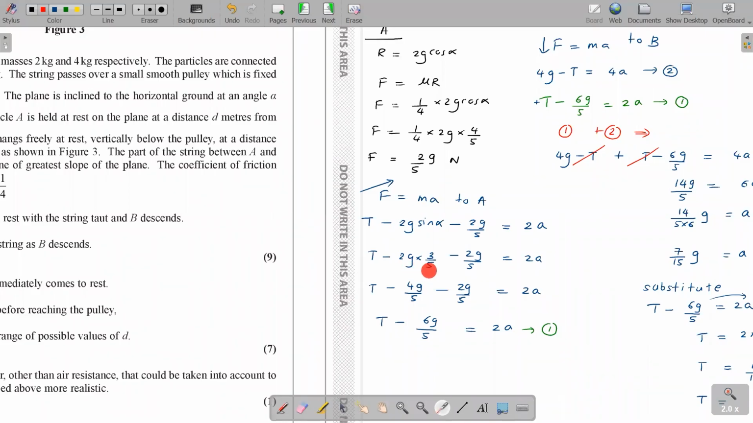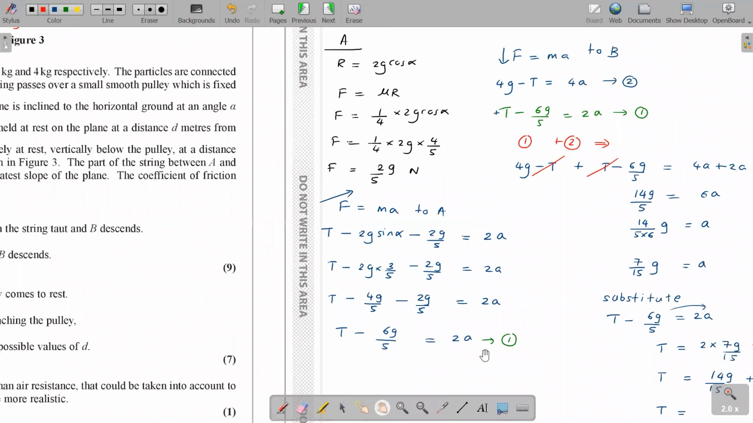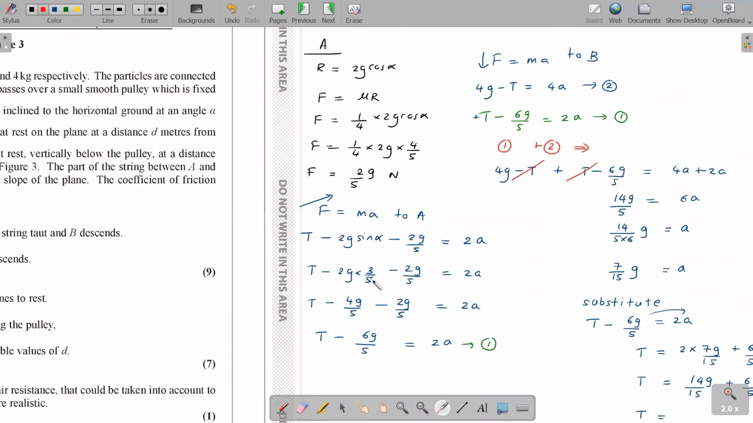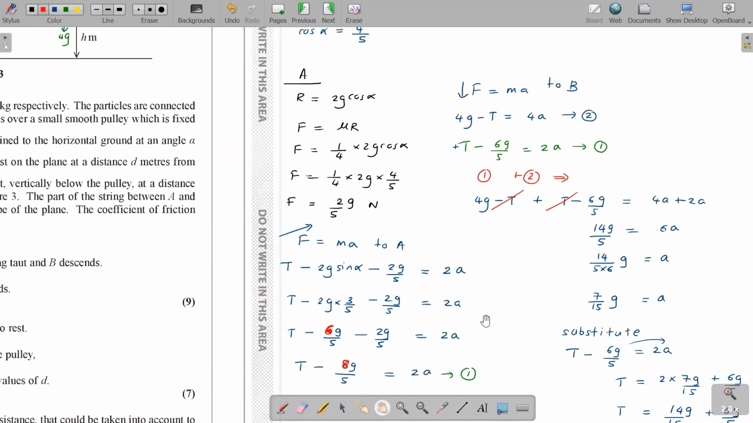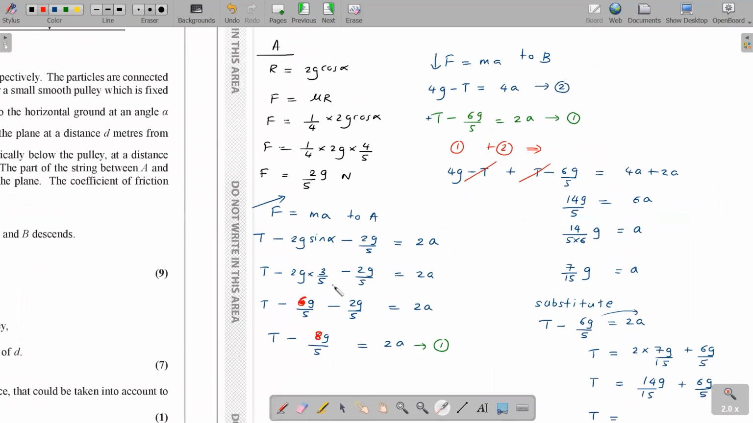Okay, so we found a slight error here, right? We have to fix it here. 2G into 3 over 5. This is not 4G over 5. 2G into 3 over 5, 2 times 3, that's 6G over 5, right? 6G over 5 minus 2G over 5 is 8G over 5. Is that correct? Yeah, 8G over 5. So basically in the first equation there's a slight error. So T minus 8G over 5.